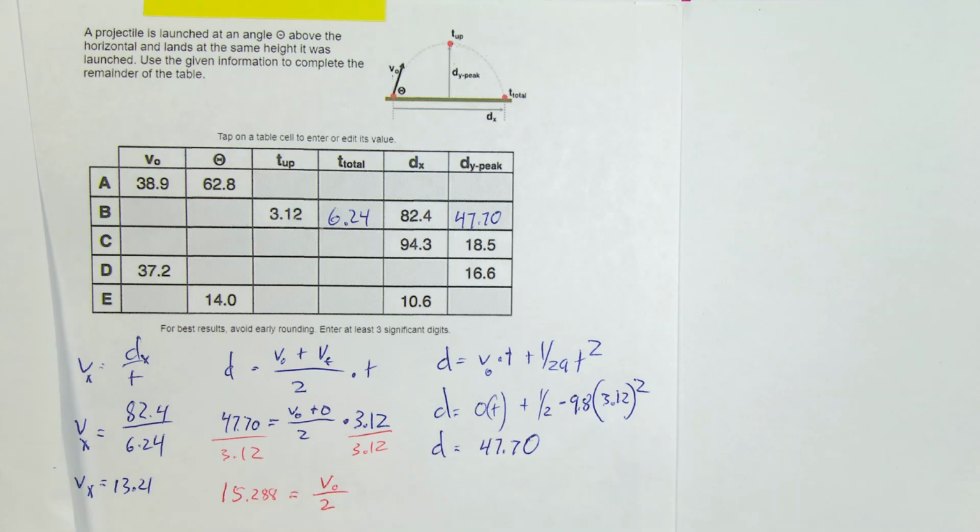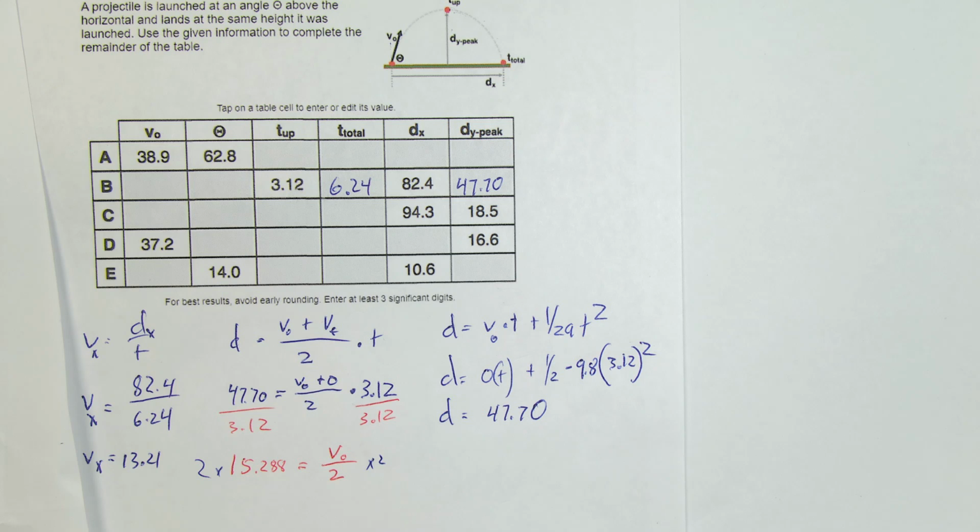So we end up with there. We'll multiply both sides by 2. And so we'll find here that our original velocity would be 30.576. And this is going to need to be clarified. That is on the y-axis.